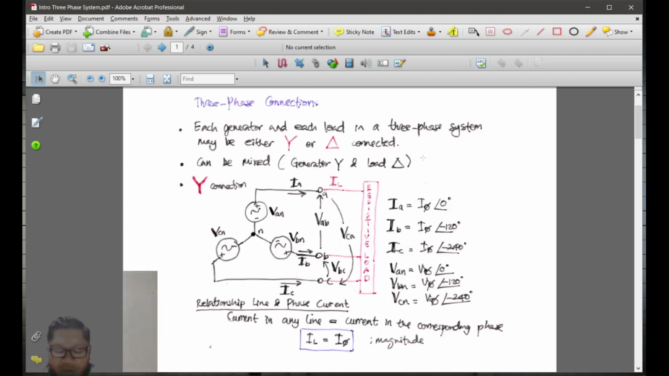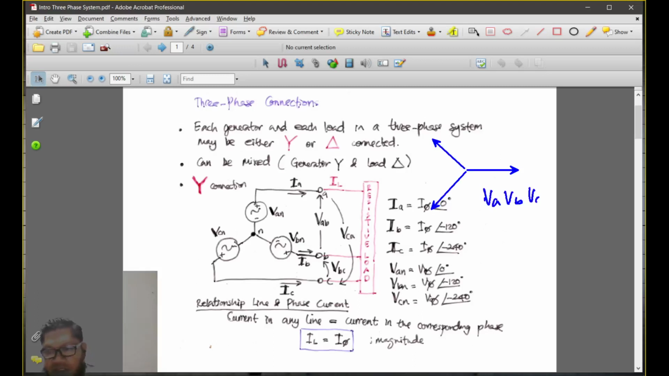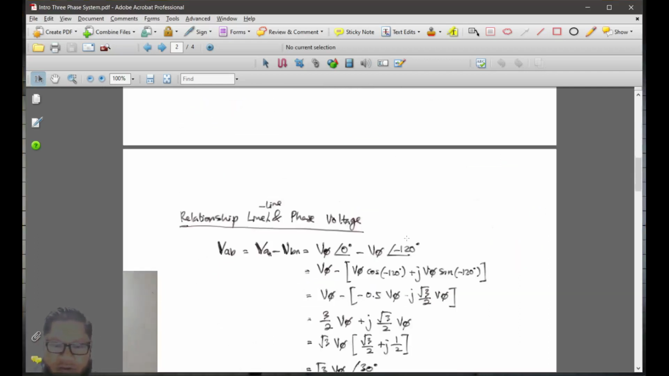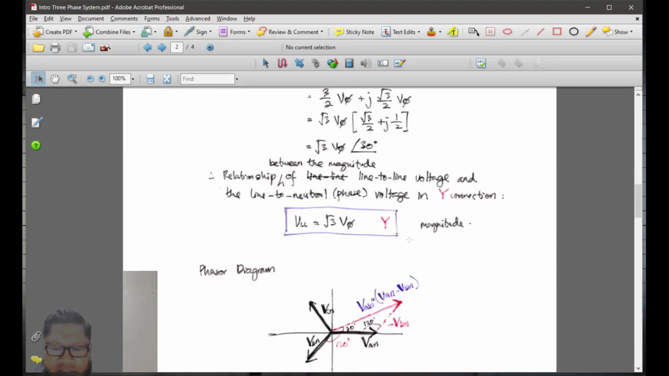And remember, if you have VA, VB, VC, this is known as a positive sequence. If it's a negative sequence, we have VA, VC, VB. But normally, we always use this positive sequence. Okay, so next, we look into the delta connected system.